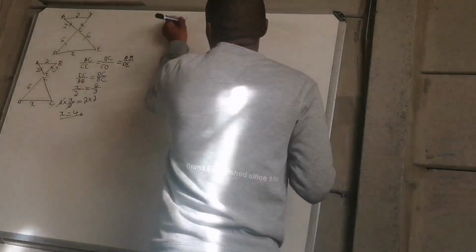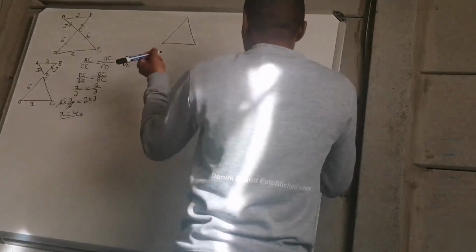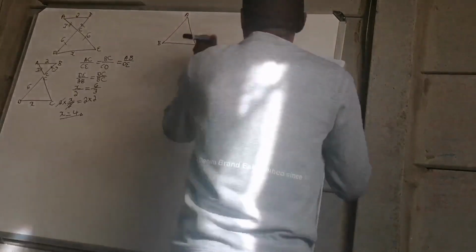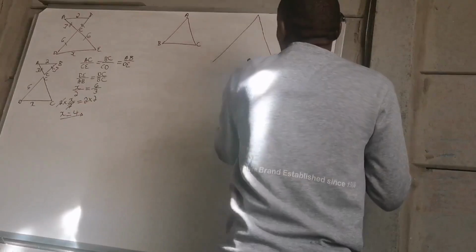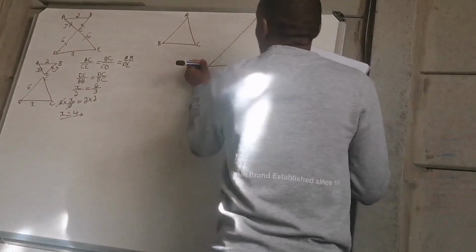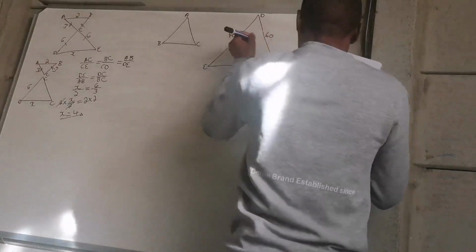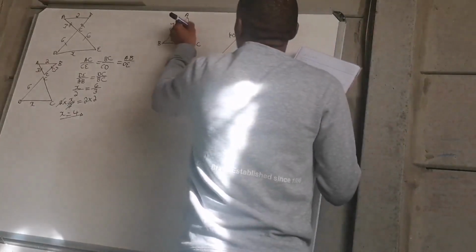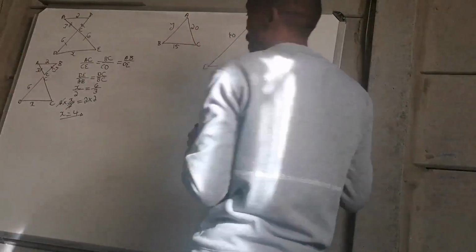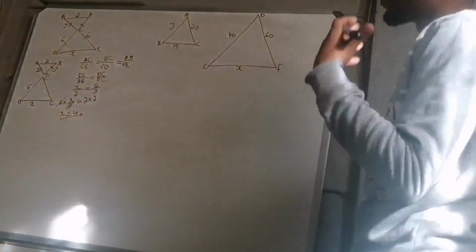Another similarity problem here. You are given two triangles that are said to be similar with one another. This is called ABC. And you are given another one, a bigger one, and this is said to be DEF. And this is 40, this is 60, this is Y, and we have 20, we have 15, and we have X. And now the question is that we should be able to find the values of X and Y.